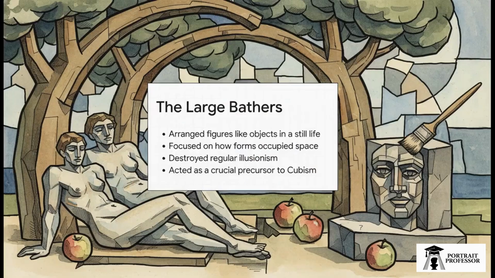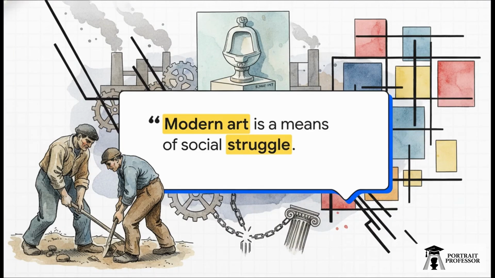Let's break it down. Basically, Cézanne stopped trying to blindly imitate nature. In his masterpiece, The Large Bathers, painted between 1898 and 1906, he arranged human figures under trees as if they were objects in a still life. He wasn't interested in recording visual observation to make a perfect photographic illusion. Instead, he focused entirely on how forms occupied space. He constructed scenes as if he were carving a physical sculpture with his paintbrush. This was an absolute breakthrough. By intentionally destroying regular illusionism, his work acted as a crucial precursor to Cubism and directly paved the way for artists like Pablo Picasso.